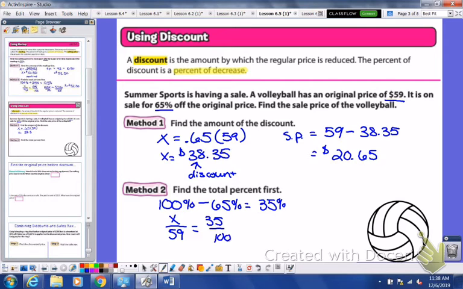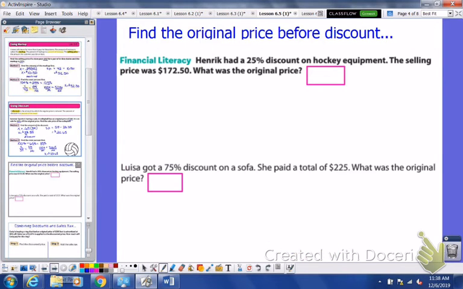So x over 59 equals 35 over 100. Do our cross multiply. We get 100x equals 35 times 59, which is 2,065. Divide both sides by 100. And x still equals $20.65. Okay, so again, your choice. All right, moving right along.